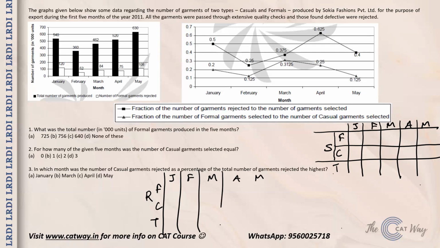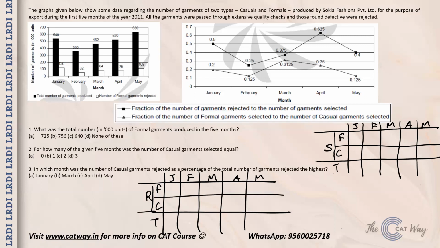And also talking about the line graph guys, the line graph has two lines. So what do they represent? The two lines, what do they represent? The square one represents the fraction of the number of garments rejected to the number of garments that have been selected. And the second, the triangle one, is the fraction of the number of formal garments selected to the number of casual garments selected. So this is the data that you have been given.